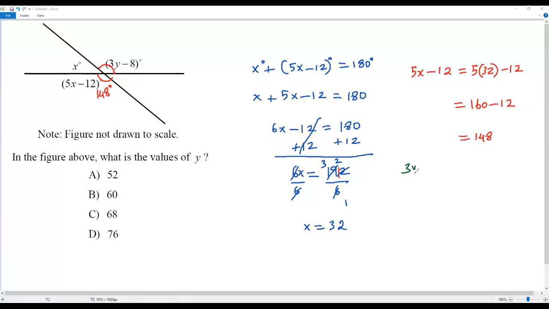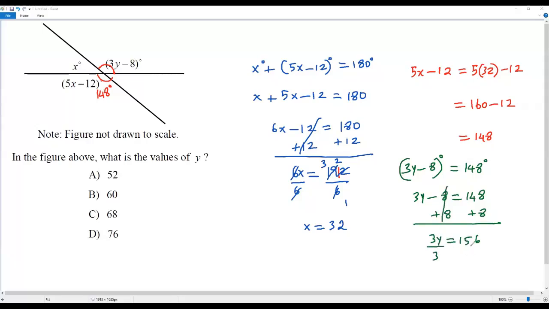So we have 3y negative 8 degrees must be equal to 148 degrees because they are vertically opposite angles. Now we can remove the degree. So we get 3y negative 8 equals 148. Let's solve for y. Let me add 8 to both sides. When I do so, this negative 8 and positive 8 will cancel out. I get 3y equals 156.